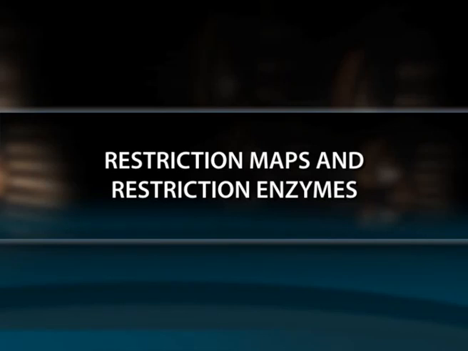Restriction maps and restriction enzymes. Restriction enzymes or restriction endonucleases are enzymes which cut DNA at or near specific recognition nucleotide sequences known as restriction sites. These restriction enzymes recognize a specific sequence of nucleotides and produce a double-stranded cut in the DNA.